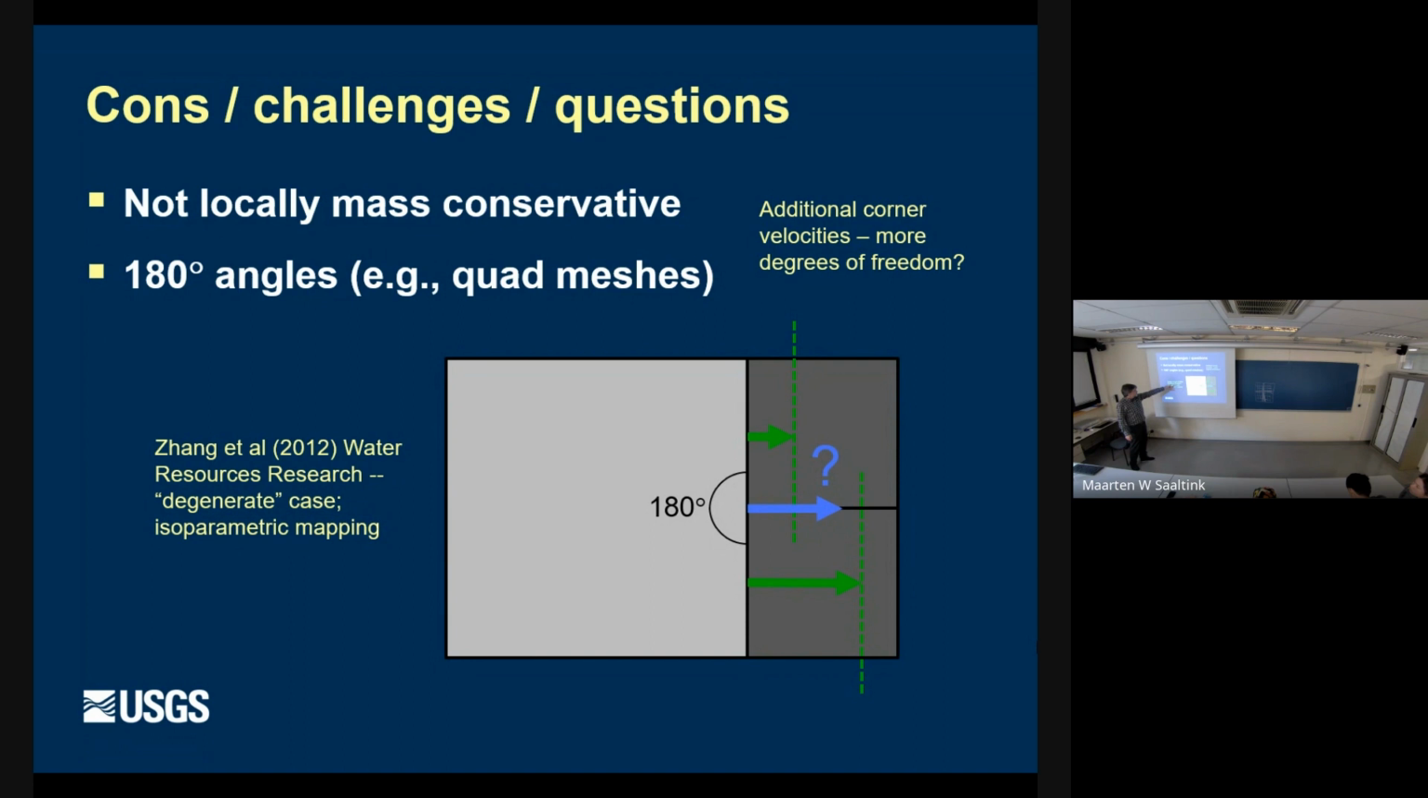So Zhang and others in 2012, the folks who did that nice review, they recognized that degenerate case, and they got around it by isoparametric mapping. But I think that would involve actually treating this as something like a quadrilateral, and then doing a mapping that maps it onto a square. And I'm not sure we want to go there, because then we're departing from our original triangulation.